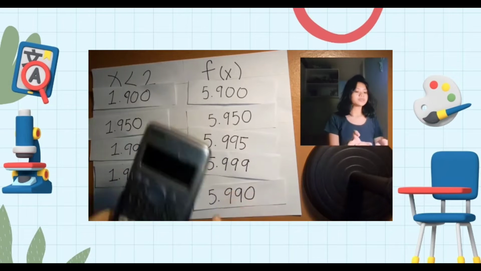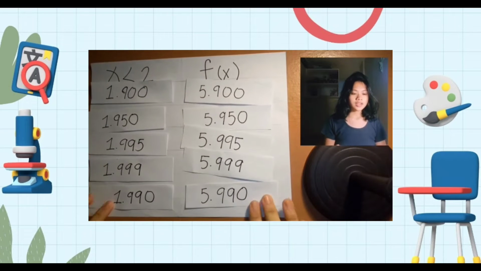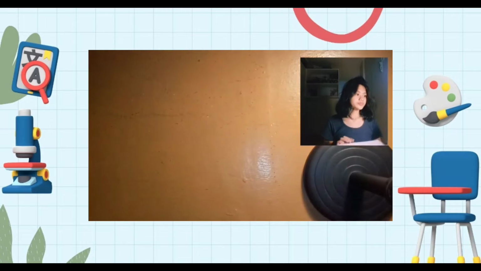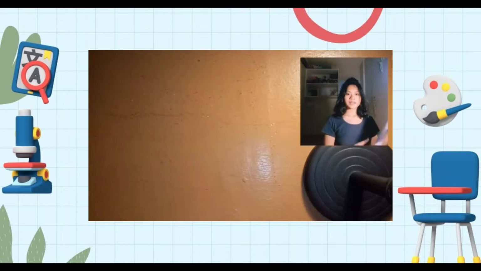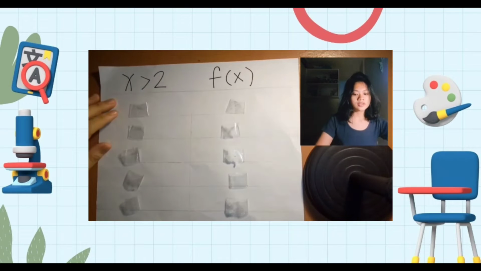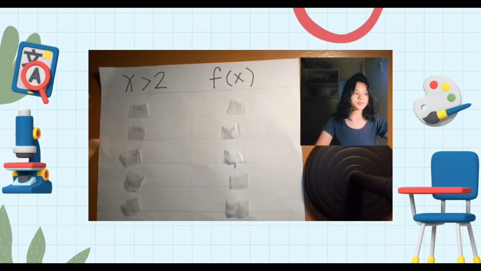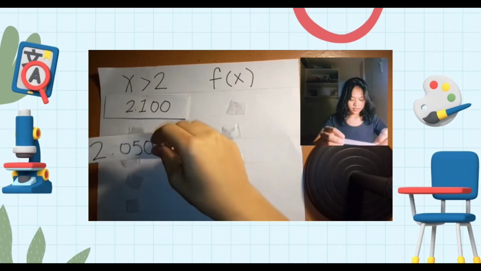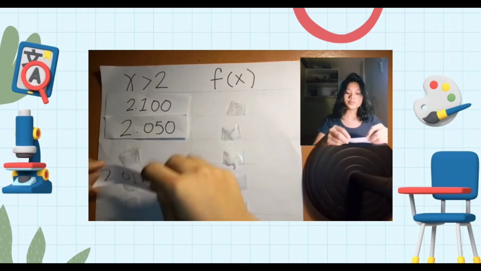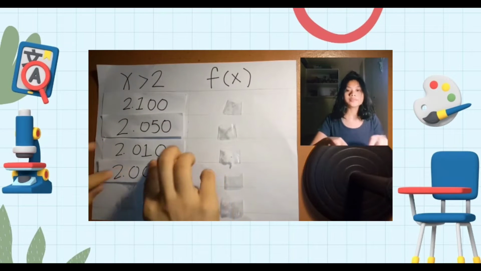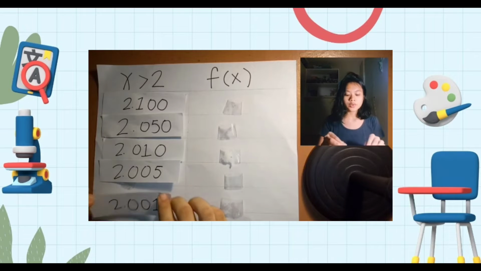Here, we're going to put it in here. So now, as we've done in our first hand, we're going to move to the right side of 2. So this is the right side of 2. We're going to put the values we have from the right of 2. So first we have 2.100, 2.050, 2.010, 2.005, and the last is 2.001.